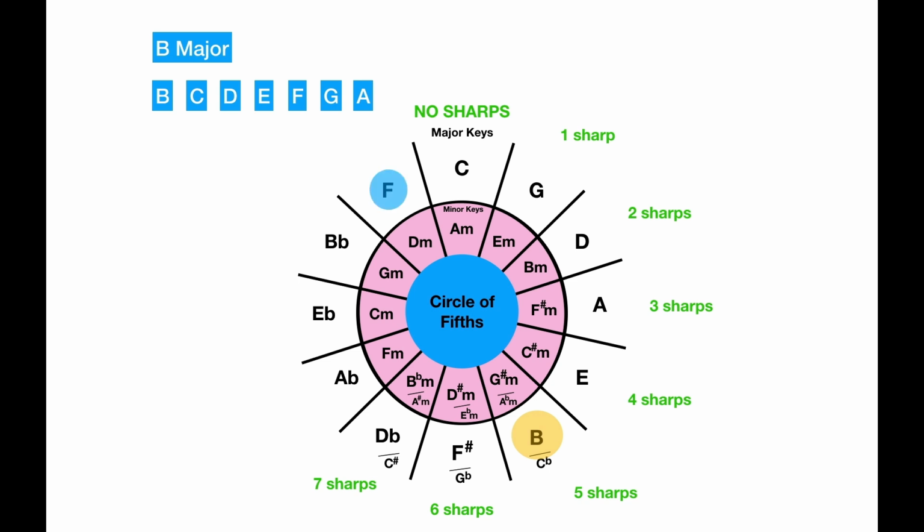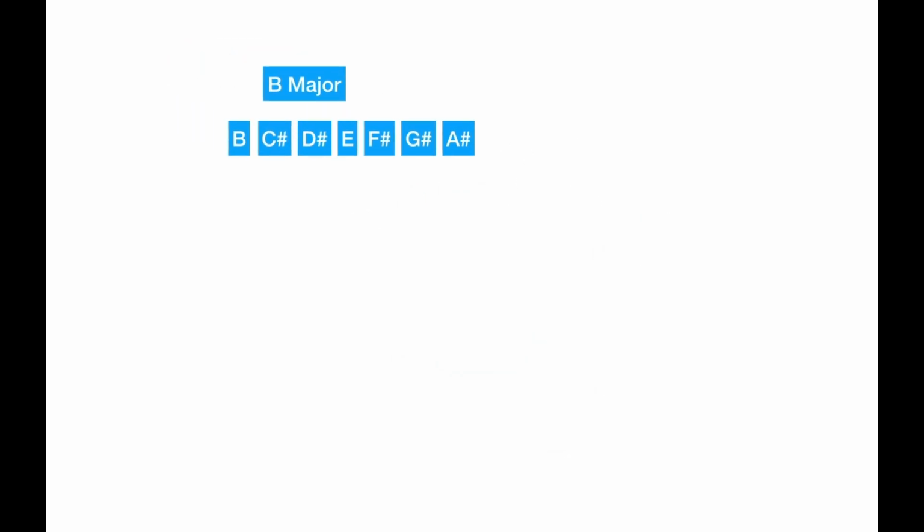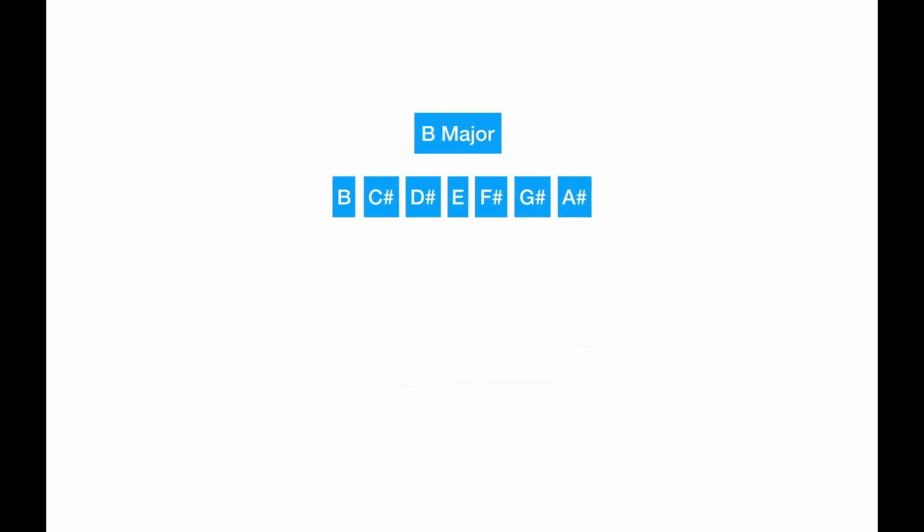Well, the order of sharps starts from an F, and then these sharps are added one by one as you move clockwise around the circle. So a B major scale will have an F, C, G, D and A sharp, 5 sharps. So therefore the B major scale is B, C sharp, D sharp, E, F sharp, G sharp and A sharp.